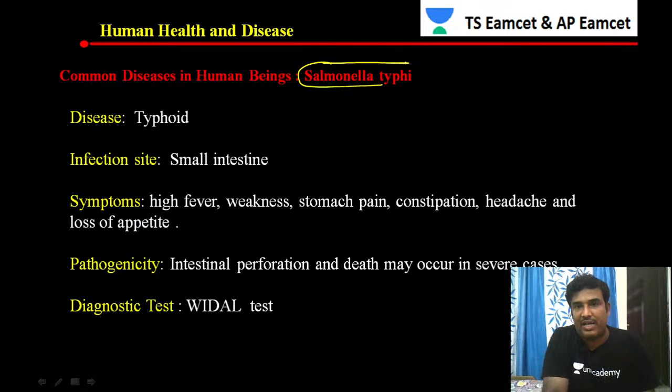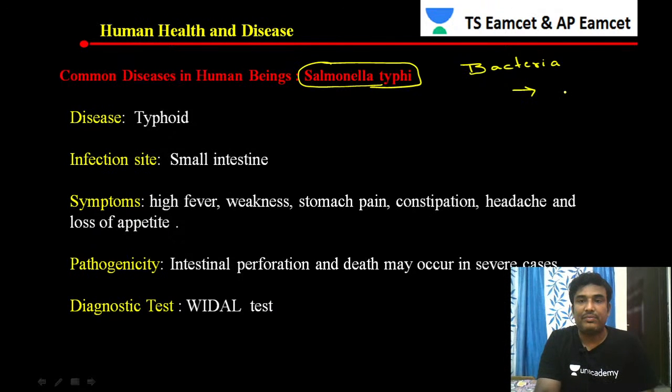So Salmonella typhi, of course it is a bacteria. These bacteria are also called coliforms. These are generally present in fecal contaminated matter. Okay, so they are present in the fecal matter.